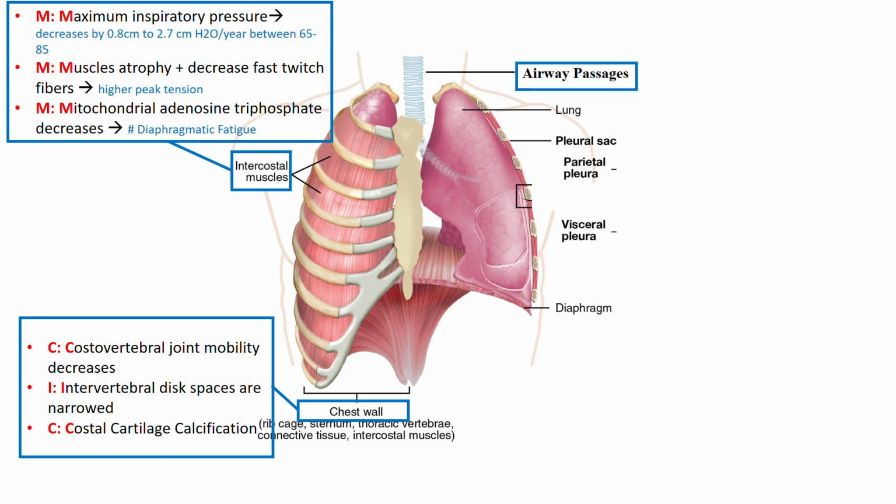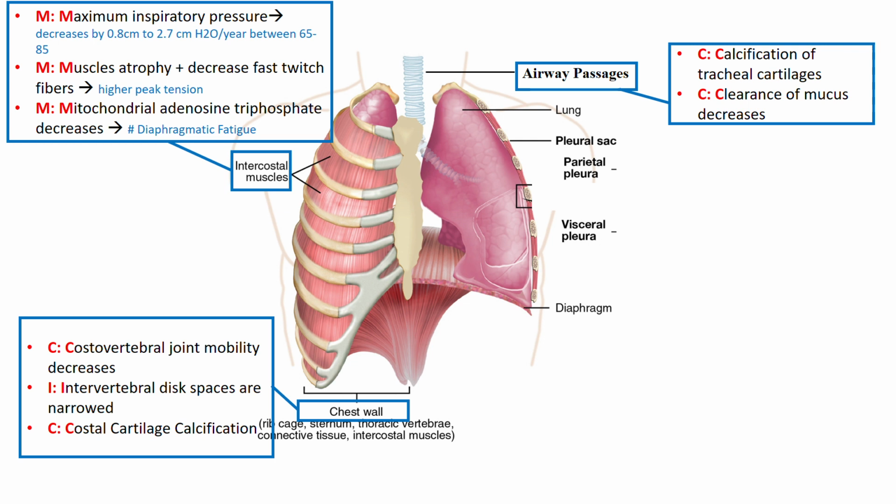What about the air passages? We have double C, calcification of the tracheal cartilage, and so on. The clearance of mucus decreases, especially as the cough strength is lowered and the patient is less able to cough up the mucus. Now let's check what are the changes in the lung.